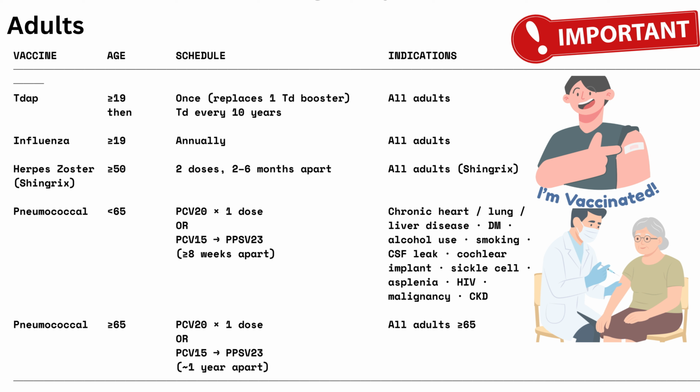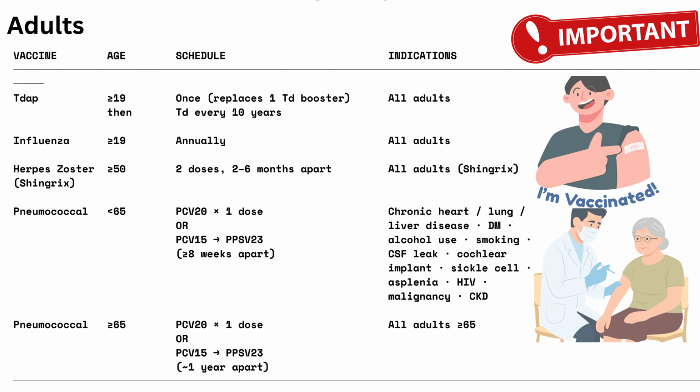Now pneumococcal vaccine. All adults aged 65 and older should receive it. For adults between 19 and 64, we give it if they have risk factors. These include heart disease, lung disease, liver disease, diabetes, smoking, alcohol use, chronic kidney disease, cancer, HIV, sickle cell disease, asplenia, cochlear implants, or CSF leaks.